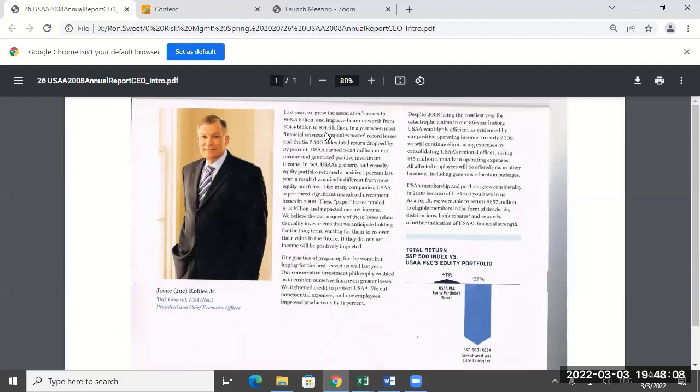Every other pension plan was what? Down hundreds of millions of dollars. That one decision kept our net worth. I think USAA and MetLife are the only two financial companies whose net worth actually increased in 2008. So that was good. One decision did that. In a year when most financial services companies posted record losses and the S&P dropped 37%, USAA earned $420 million in net income and generated positive investment income.